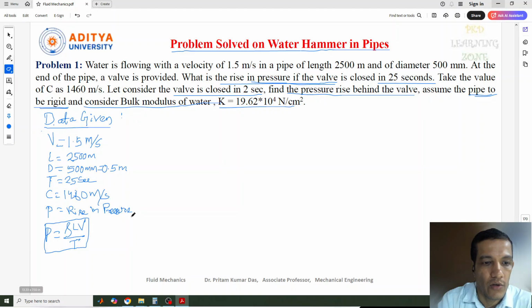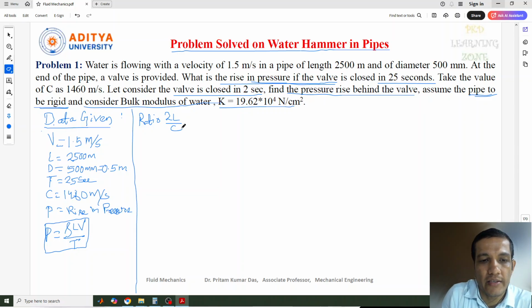Let me tell you. For that condition, we know the ratio, the ratio of 2L by C. So this is 2L by C. This is the actual ratio to identify whether the valve is closed suddenly or gradually. So let me find out this value first. 2L by C is nothing but 2 into L equal to 2500, the length of the pipe, divided by 1460.